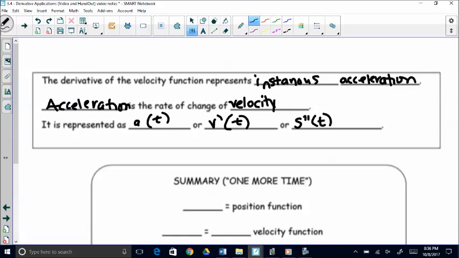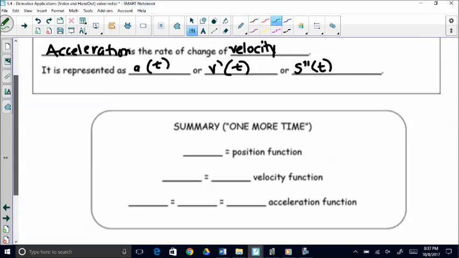Now, acceleration tells us how the speed is changing or the velocity is changing. So for example, if I'm not speeding up, my acceleration is 0. If I am speeding up, then my acceleration is positive. It's how my velocity is changing.